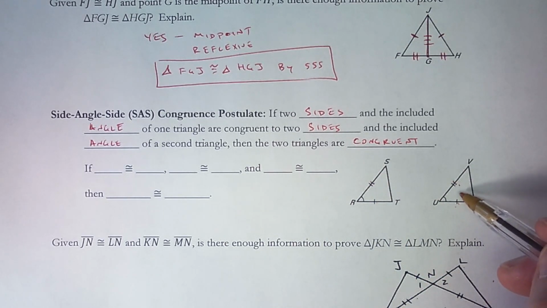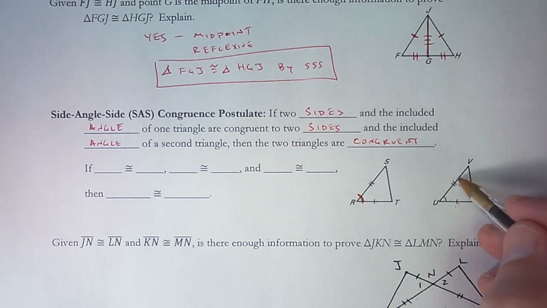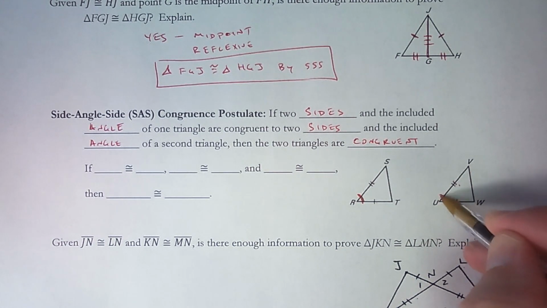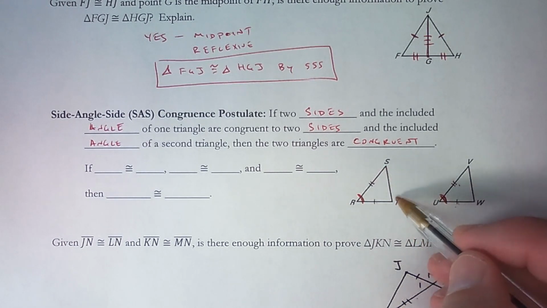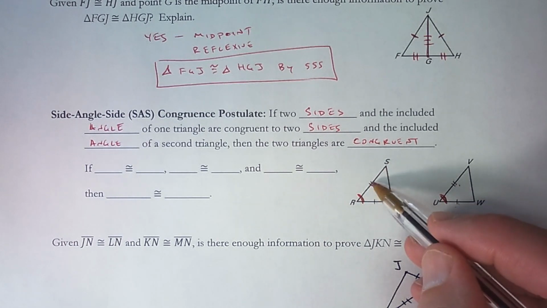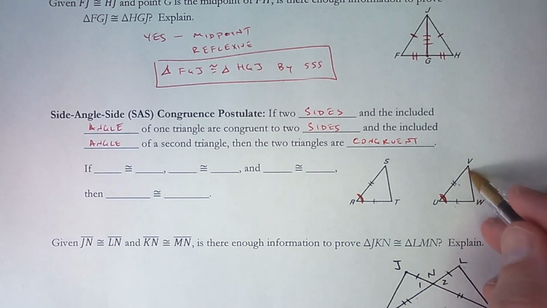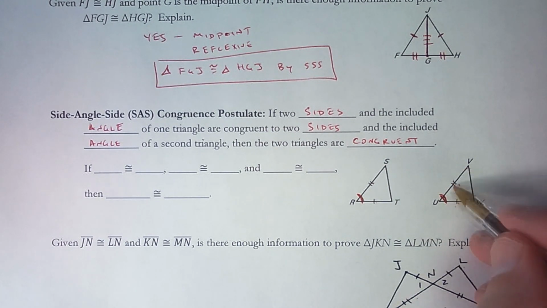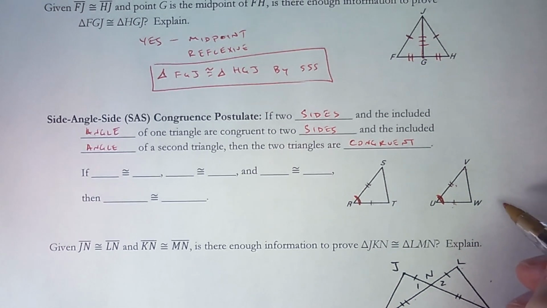And the included angle means the angle formed by those 2 sides. So these 2 sides form angle R. And these 2 sides form angle U. So angle R is the included angle here. I can't say S or T is an included angle because it's not formed by these 2 sides. And I can't say V or W are included because it's not formed by these 2 sides. So R and U are the included angles.